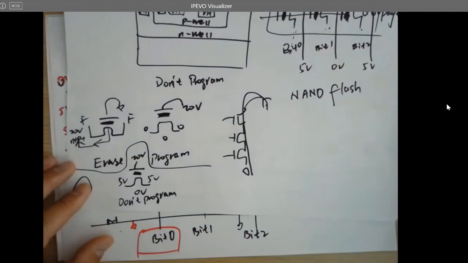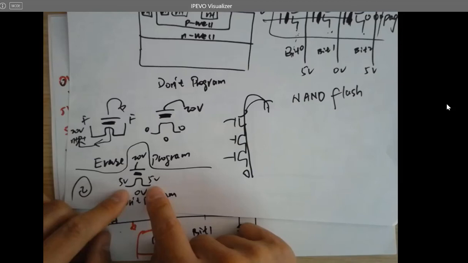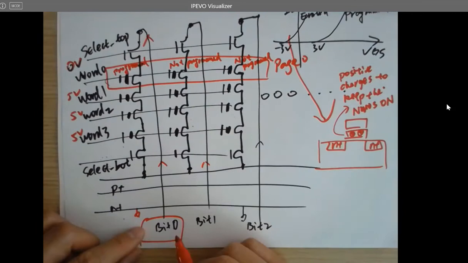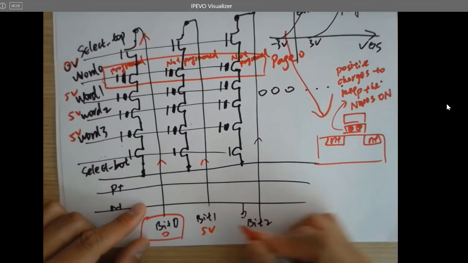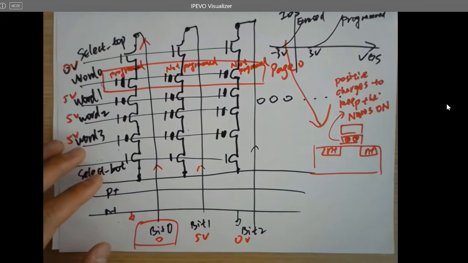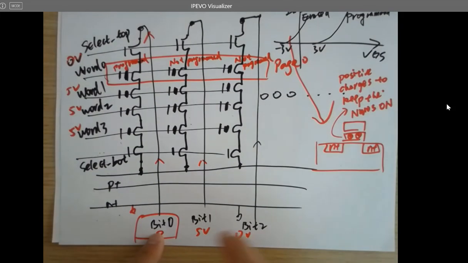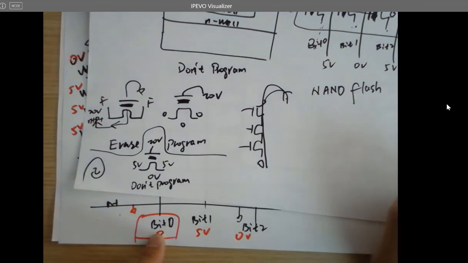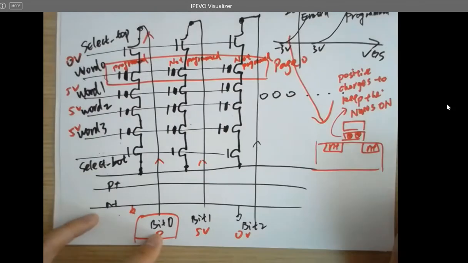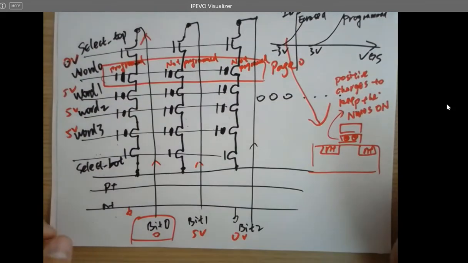The bit line. Where to look at it? Here. The ones that have 5 volts are not being programmed. The ones that have all grounds are being programmed. You control it, for example, 0, 5, 0. So which one is programmed, which one is not? For writing. These are being programmed. This one is not. Okay. Because of this. So you have full control of everything: program, not program, erase, read.